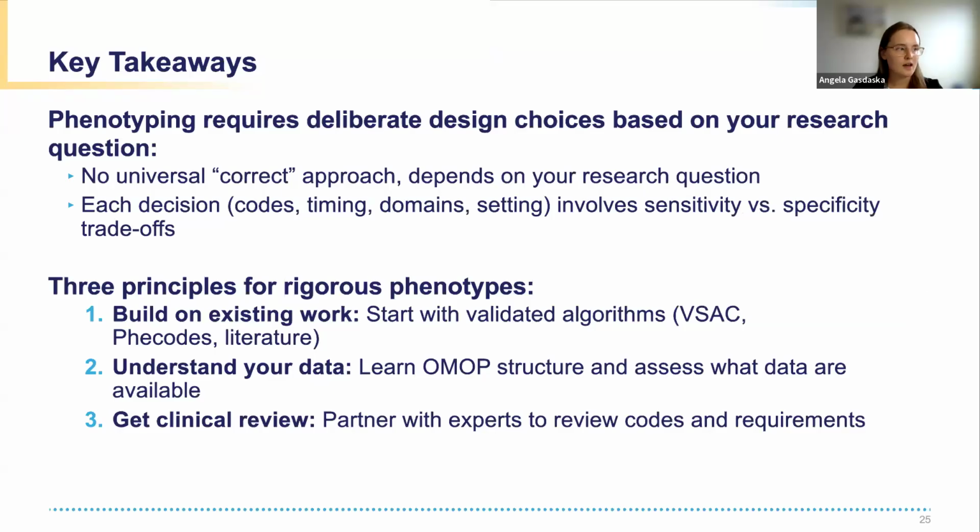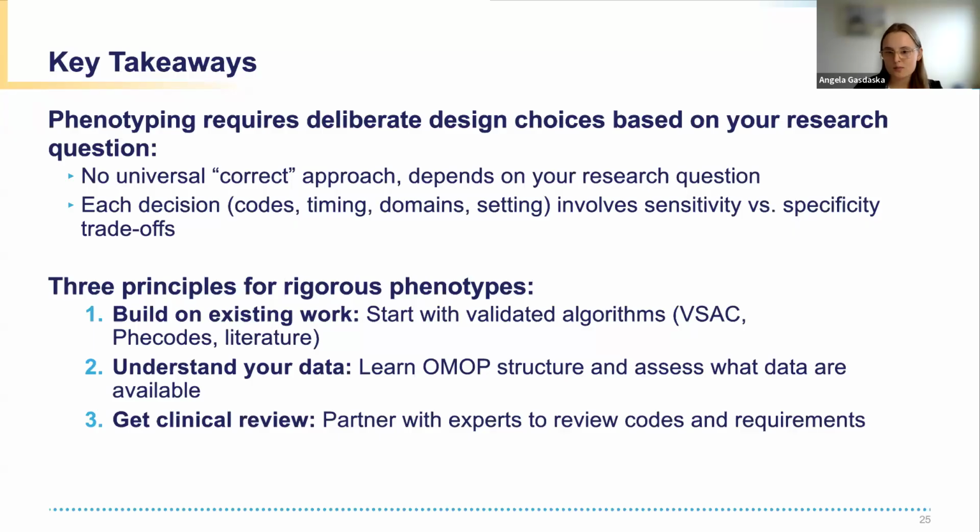So now that we've talked about all 6 of these steps, let's wrap up with some key takeaways. First, overall, I really want to hit home that phenotype definitions require deliberate design choices based on your research question. There's really no universal correct approach or correct phenotype. Each decision you make involves sensitivity versus specificity trade-offs that you need to assess in the context of your own research question. We've walked through a lot of different principles and things to consider with phenotypes, but I want to emphasize 3 really important things.